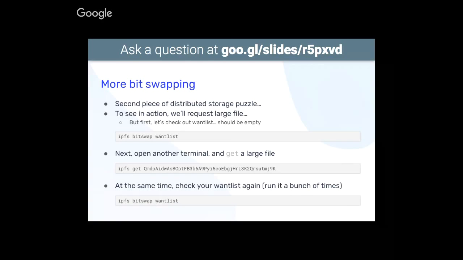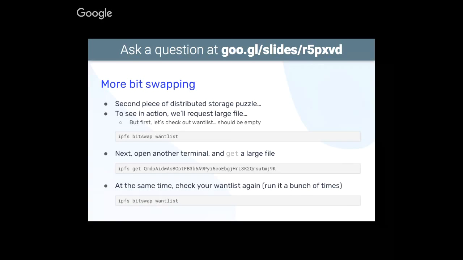So to see it in action, we'll kind of have to be in the middle of a data exchange request dance, if you will. What we'll do is we can request a very large file, and then we can see what's happening while the bits are being swapped and the downloads are happening in the background.